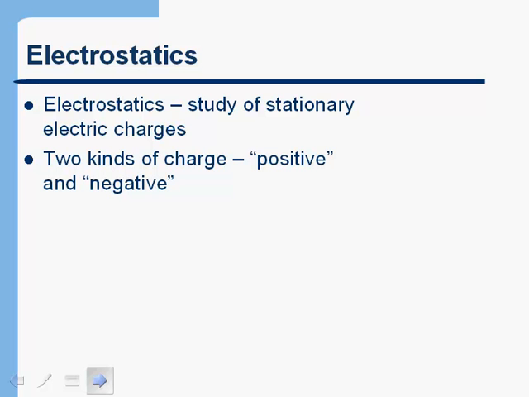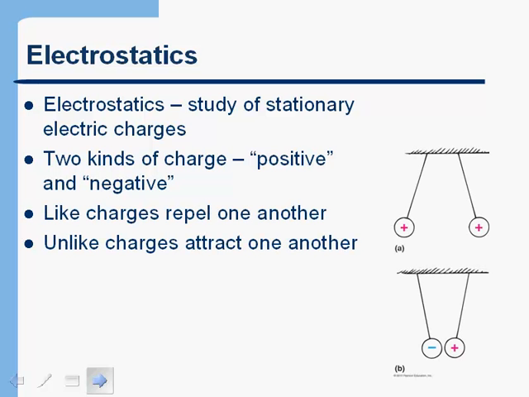So we have two types of charge, and we know that like charges will repel each other. So these two charges, since they're the same, are pushing each other away. And unlike charges will attract each other. So if I take a negative charge and a positive charge and hang them near each other, like in this picture, they're going to be attracted. And I'll show you a demonstration of that in class.